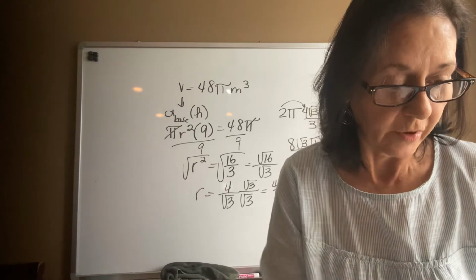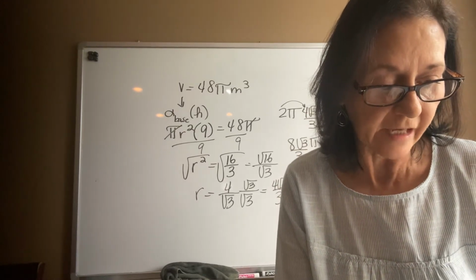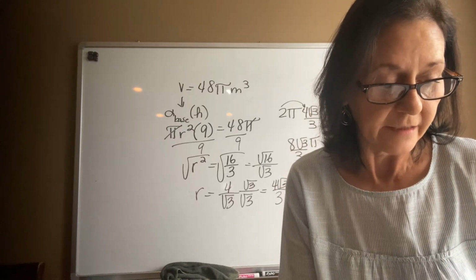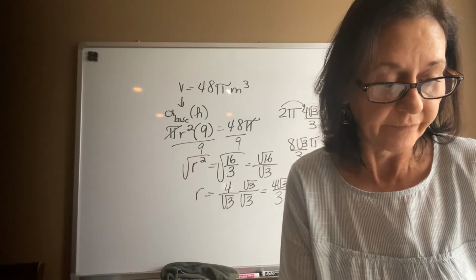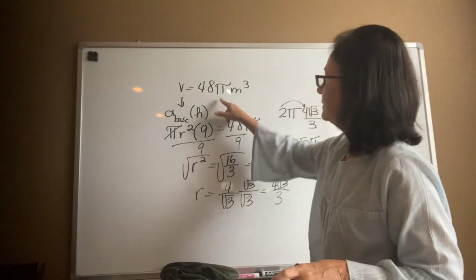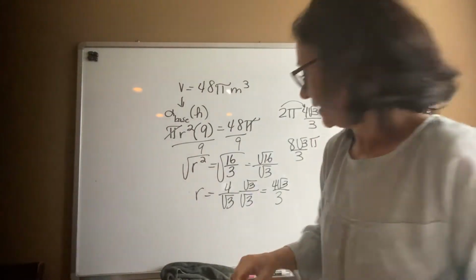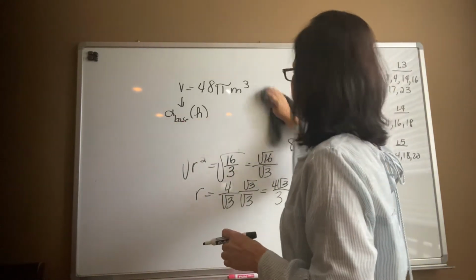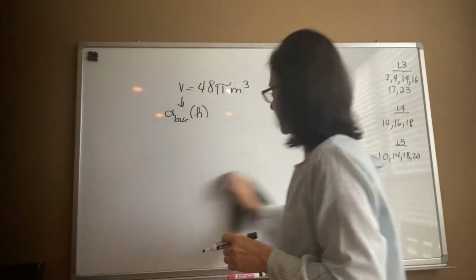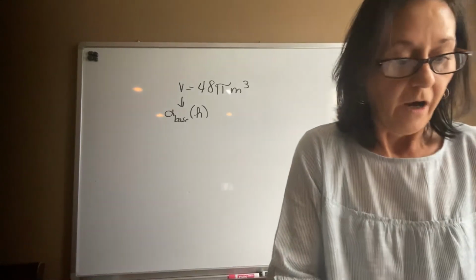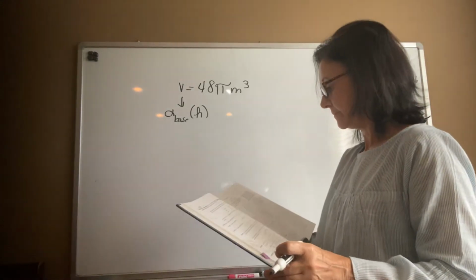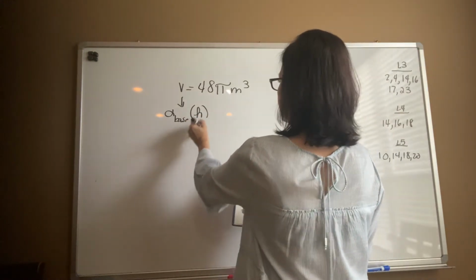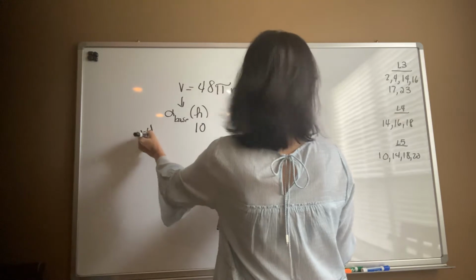Number 4. This figure is the base of a cone, and it is 10 centimeters tall. What's the volume? Okay, we know the height. Volume is area of the base times the height. So the area of the base. We know the height is 10. This is problem number 4.